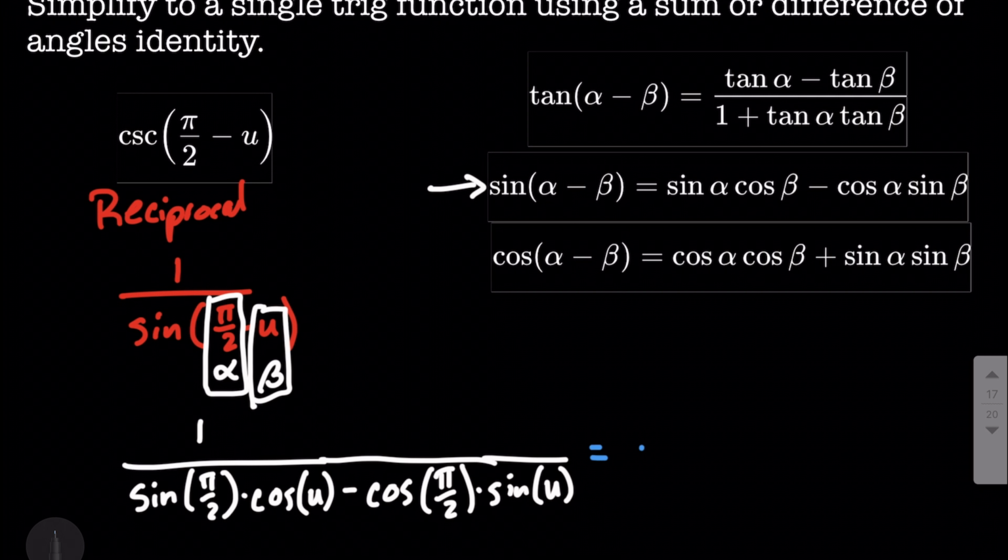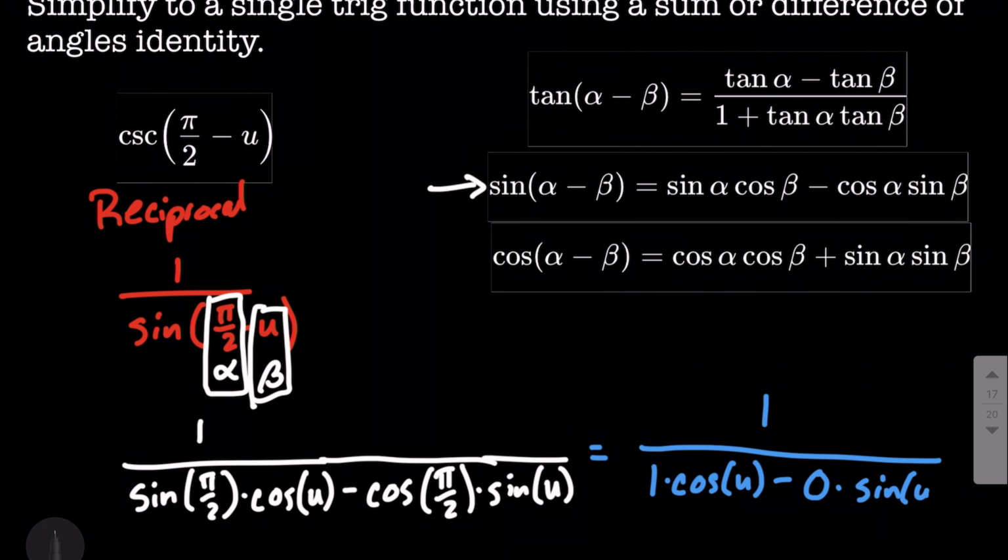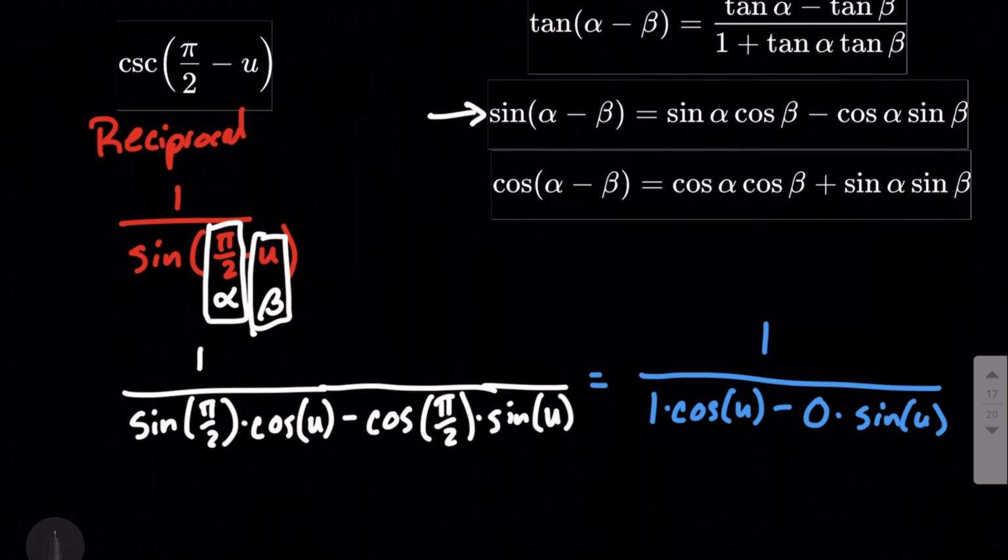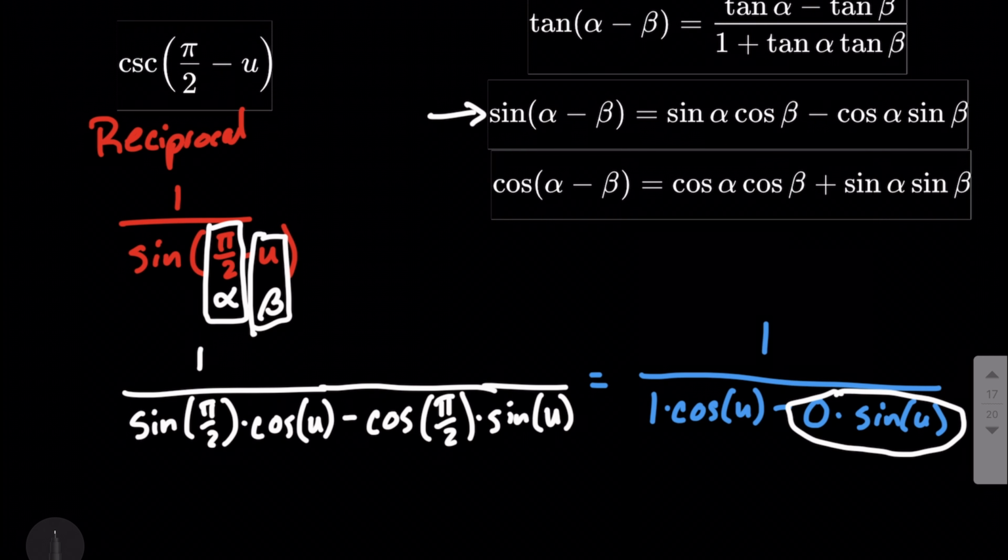Well, we can actually evaluate this for a few values, right? We have sine of pi over 2. We know what sine of pi over 2 is, right? That's 1 multiplied by cosine of u, bringing it along, minus cosine of pi over 2, well, we can evaluate that. That's going to be 0 multiplied by sine of u. And thinking about this, we have 0 multiplied by sine. 0 multiplied by anything is equal to 0, so that works out just to be 0 in that spot. So that's going to give us, bringing it down here, 1 over 1 times cosine of u is cosine of u.